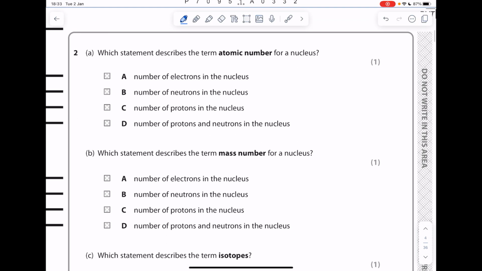Which statement describes the term atomic number for a nucleus? Gosh, we've just dipped into chemistry here. Remember, that's to do with the protons in the nucleus. So is it A, the number of electrons? No. Is it the number of neutrons? No. Is it the number of protons? Yes. Is it the number of protons and neutrons? No, because remember, that's the mass number.